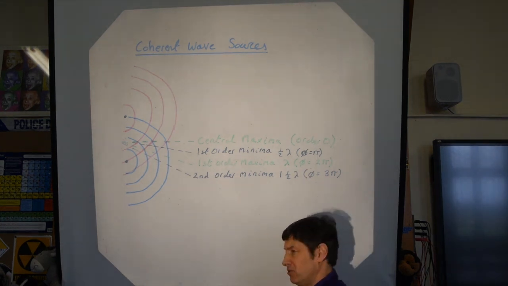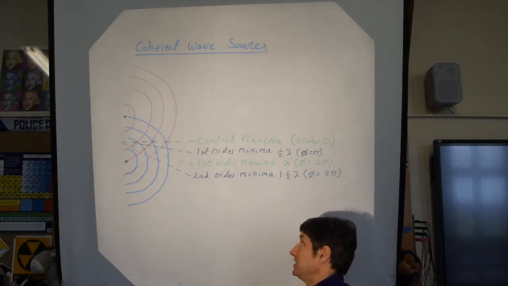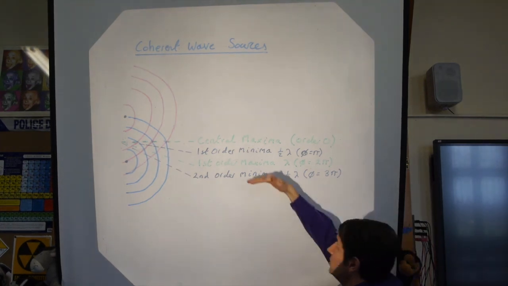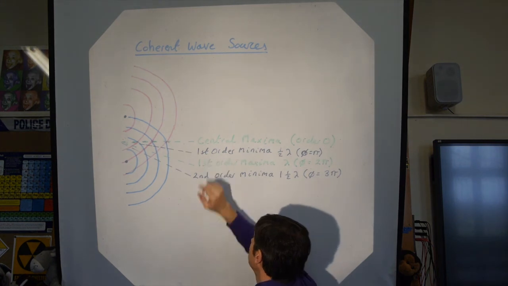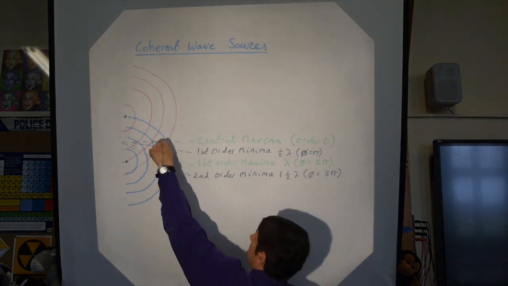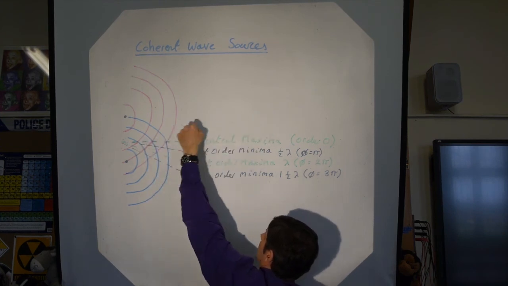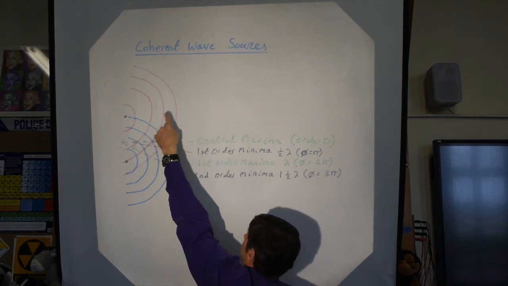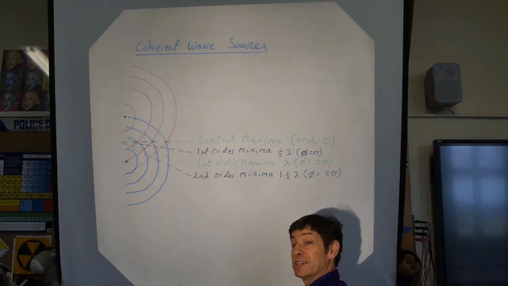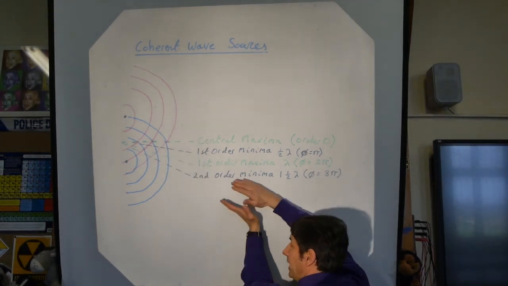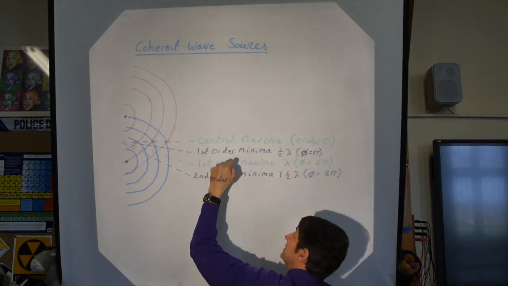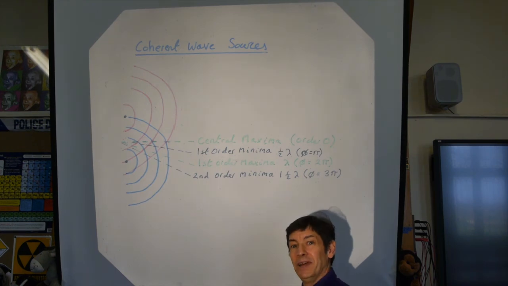And quite often at A level, you're asked to calculate how many maxima you get. Be careful, because I've only gone down from the central order maxima; the whole process is the same on the top. There will be above here another minima, then a first order maxima, then a minima, then a second order maxima. So if you need to know how many maxima there are, you're going to have to count how many are here, how many are there, the same number, and don't forget the central one as well.